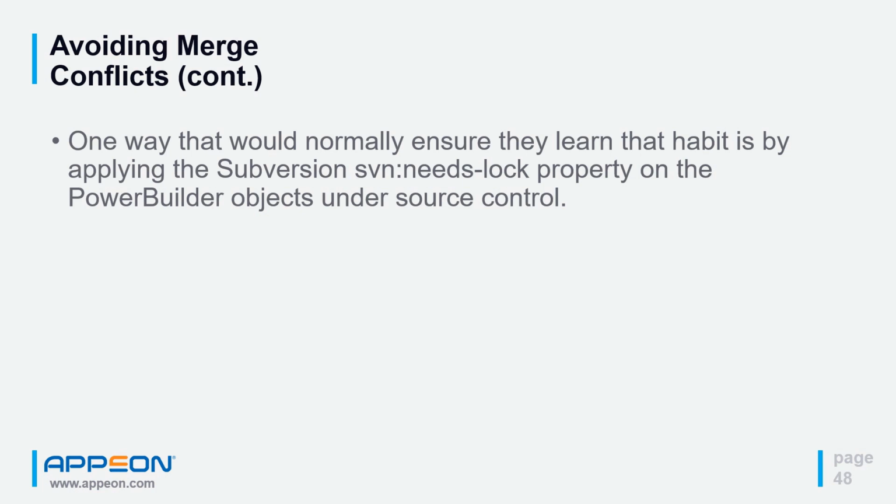So even if nobody else has locked the object, if they didn't lock it, they couldn't commit changes against it. And that pretty much trains them, oh yeah, I need to get a lock before I can make any changes because I won't be able to commit if I don't.